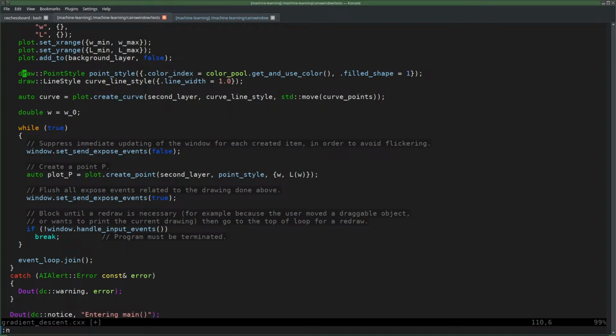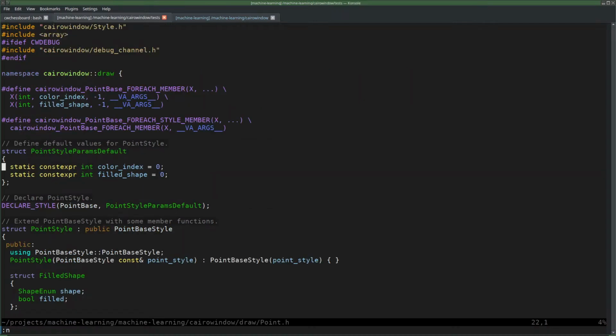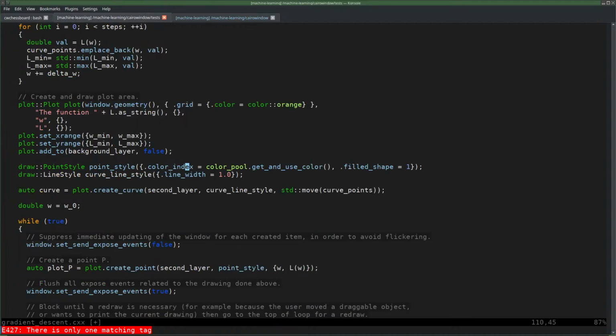Color pool. Why not color index? Default is 0. I'm just not going to set it. Give me the first color. Okay, and then what?